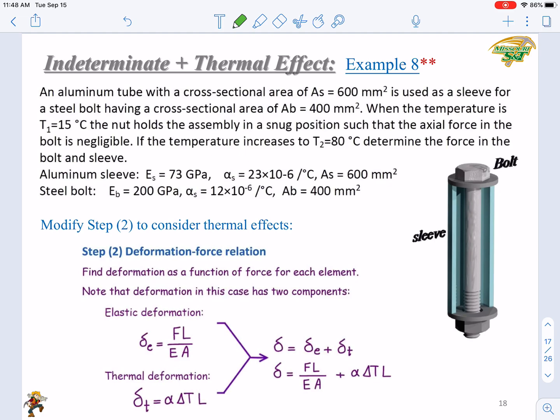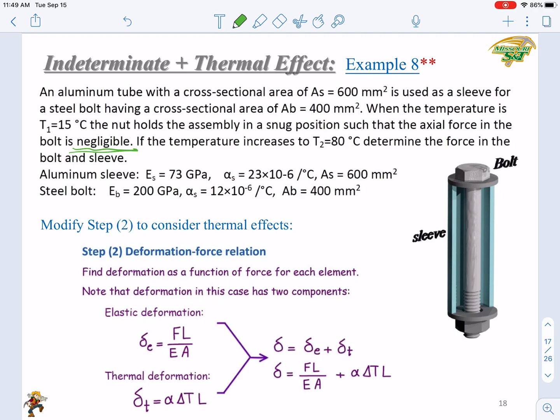An aluminum tube with a cross-section area of AS equals 600 is used as a sleeve for a steel bolt having a cross-section area of 400, and when the temperature is 15 degrees Celsius, the nut holds the assembly in a snug position such that the axial force in the bolt is negligible. Okay, so in the beginning, no internal forces. If the temperature is increased to 80 degrees Celsius, determine the force in the bolt and the sleeve.